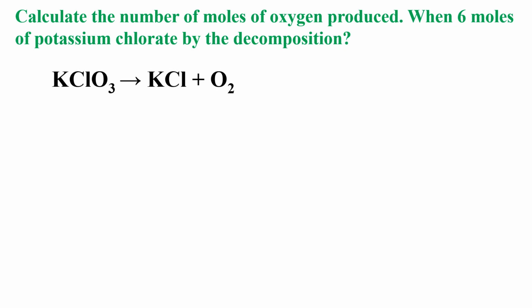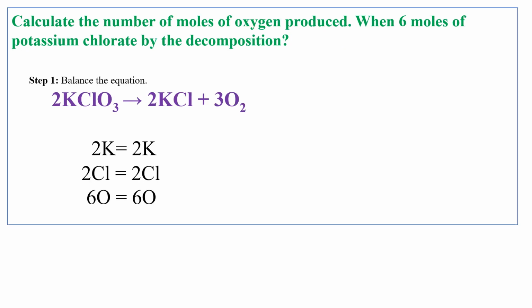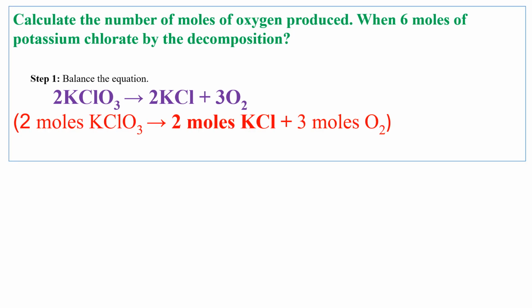After that, balance the chemical reaction. Balancing plays a major role in this. So 2KClO3 gives rise to 2KCl plus 3O2, because on the left side 2 potassium and on the right side also 2 potassium. Left side 2 chlorine atoms, right side 2 chlorine atoms, and left side 2 times 3 is 6 oxygen atoms, right side also 3 times 2 is 6 oxygen. Now it is balanced.